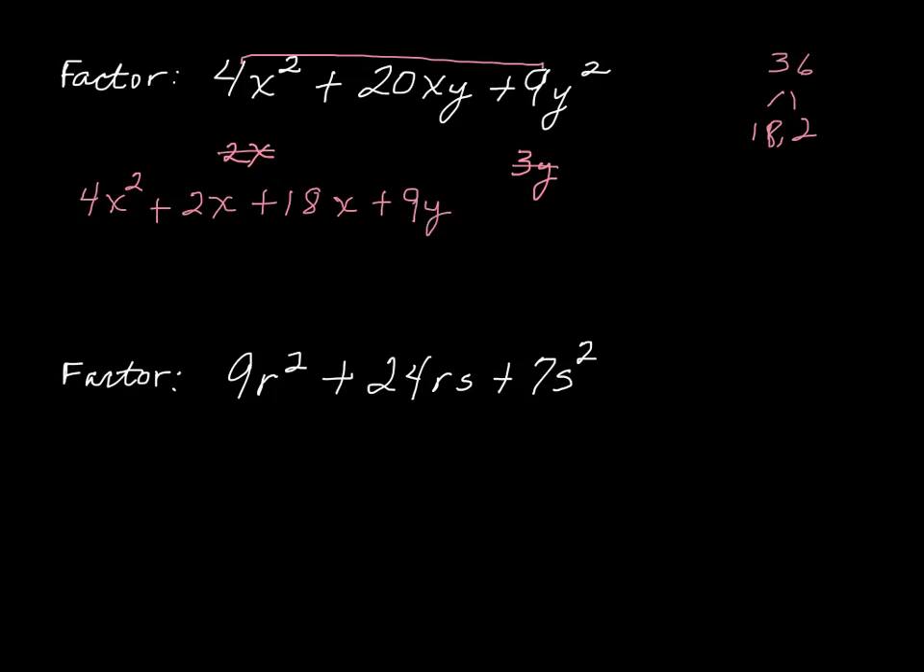I'm sorry, I'm missing some variables. It's not 18x and 2x, it's 2xy and 18xy plus 9y squared. Alright, now we can go ahead and group those.